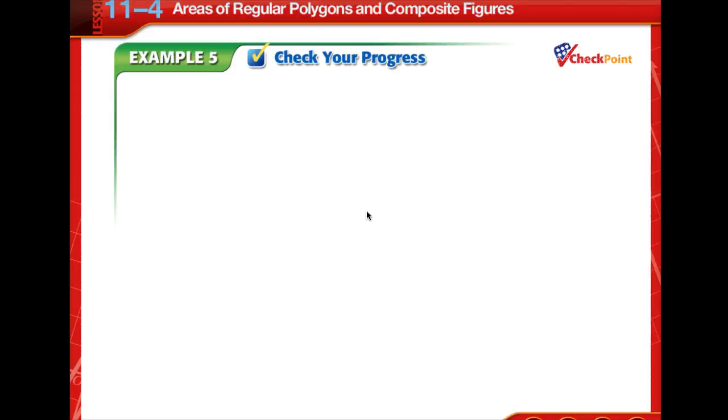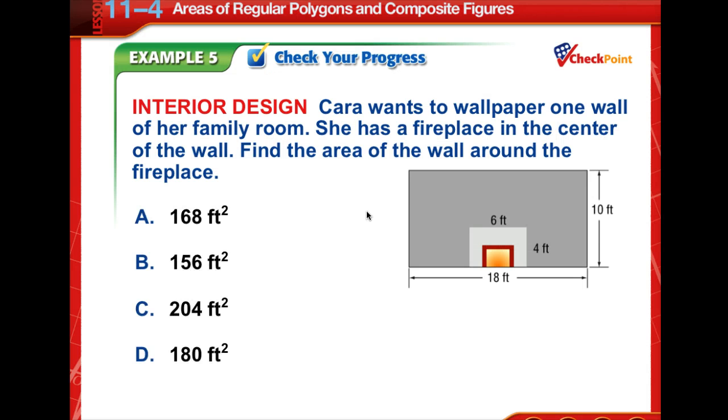So let's try that on your own. Pause the video, find the area of the wall, the shaded wall around the fireplace. Very good. 18 times 10 minus 6 times 4 gives you 156 square feet. Excellent. You are ready to start working on your assignment.